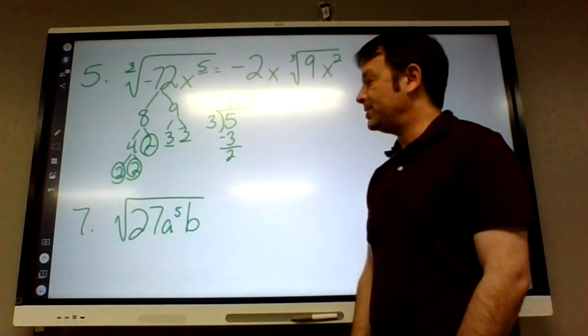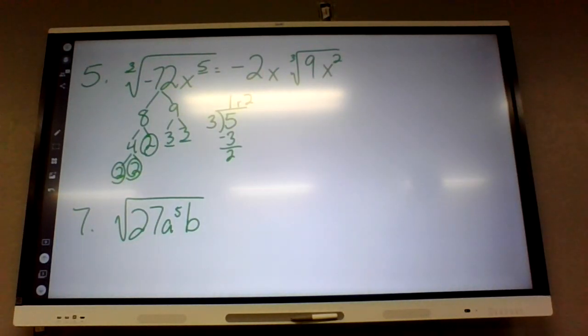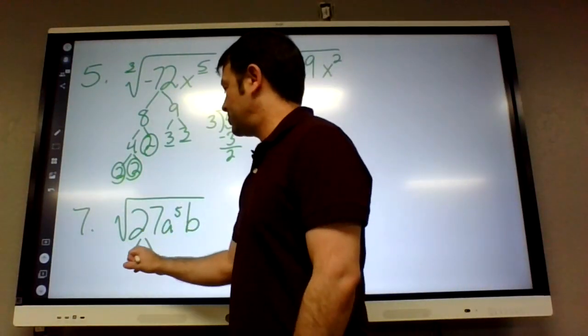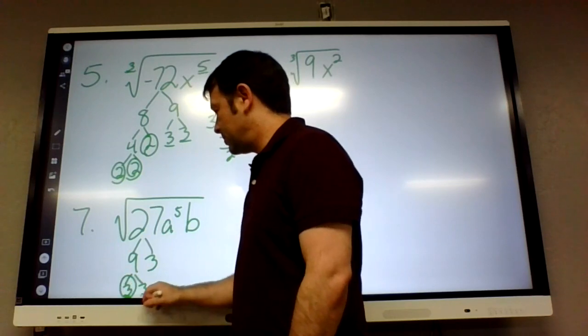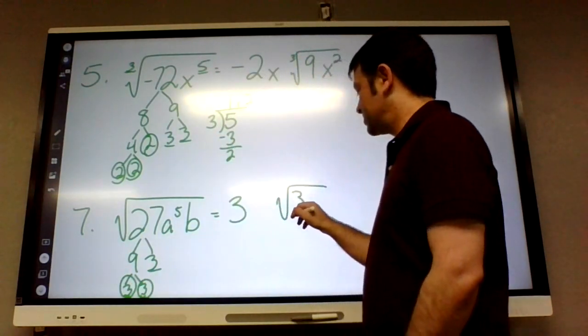Okay, square root of 27. Can the calculator do that part? Yes, because it's a square root. But square root of 27 is going to come out as 3 square root of 3. I'll leave a little space right there.